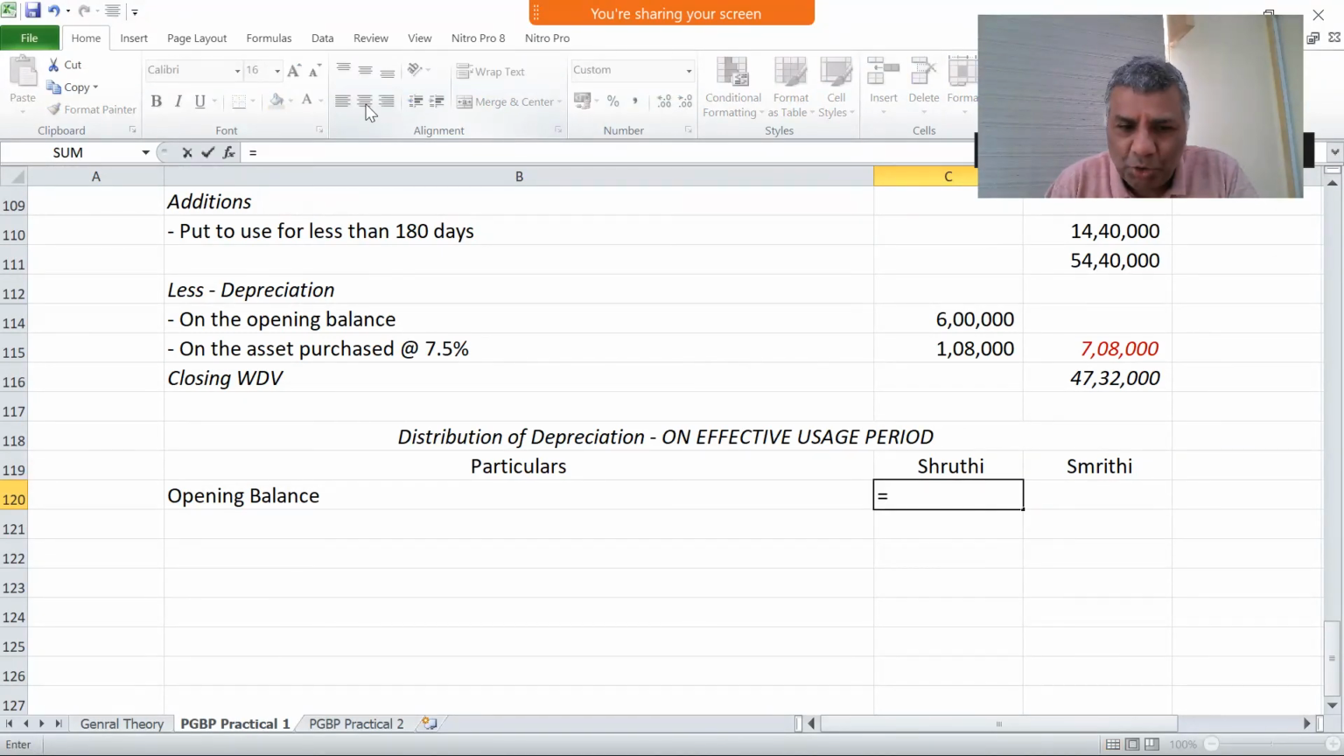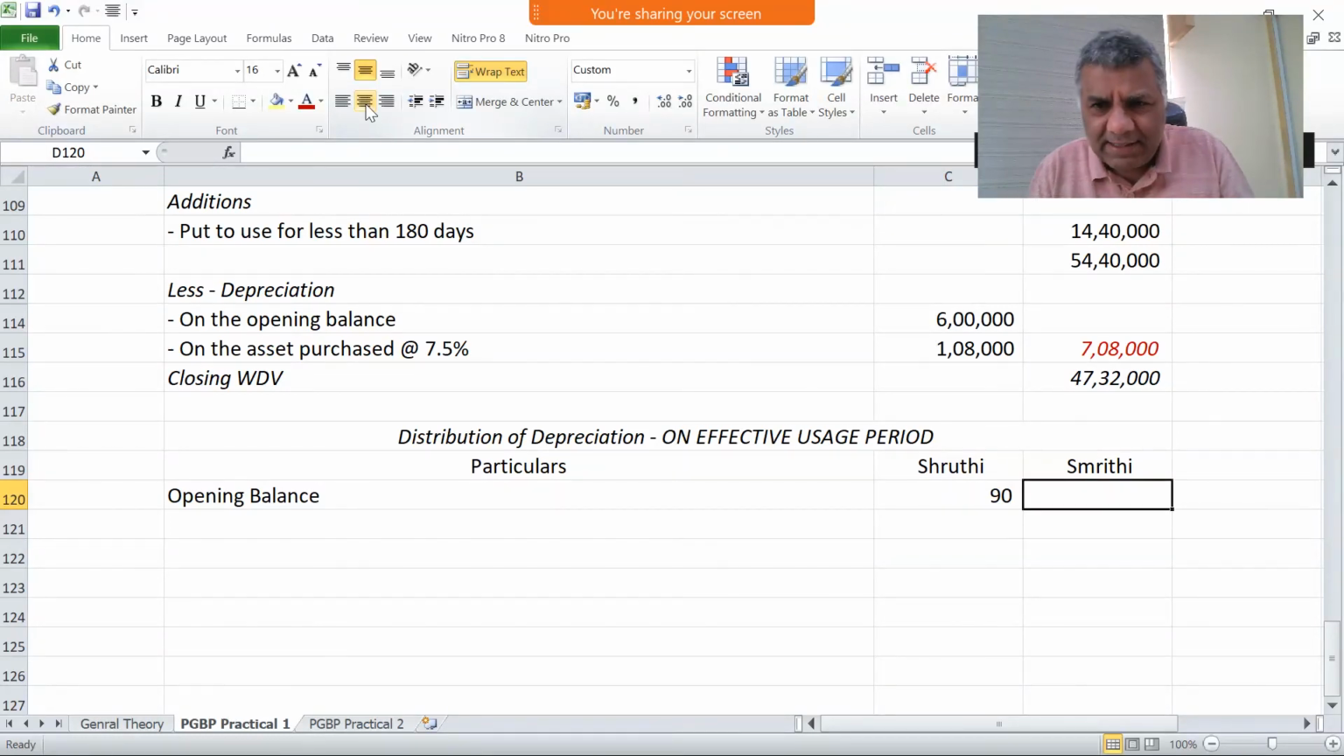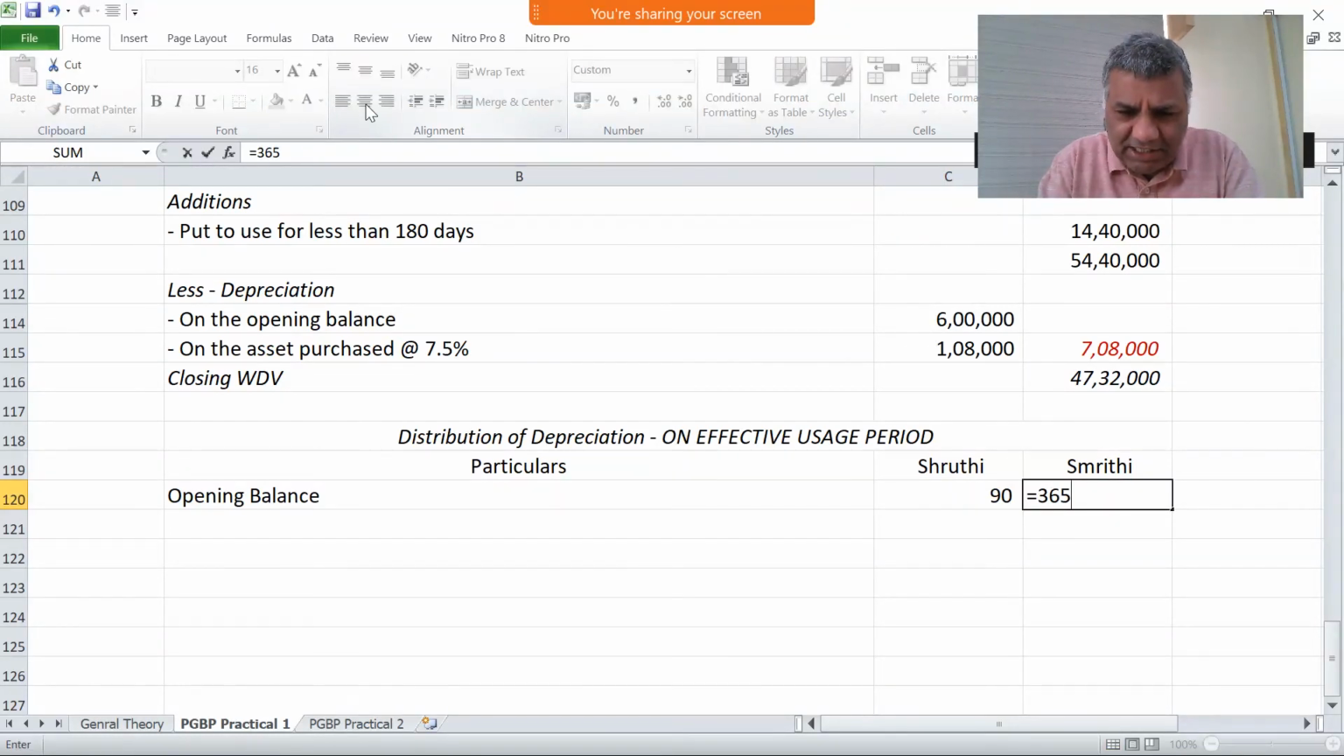Shruti Limited used for 31 days of January, 28 days of Feb and 31 days of March. Effective usage period, Shruti Limited has only used for 90 days. Smriti Limited 365 minus 90.